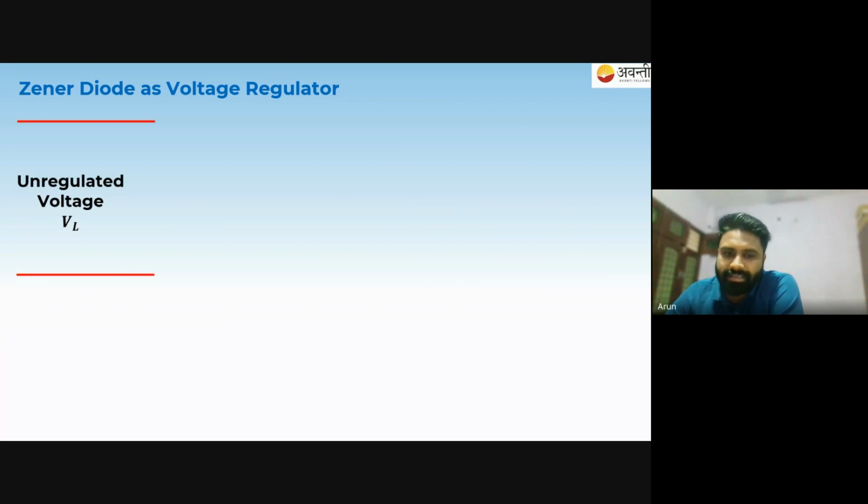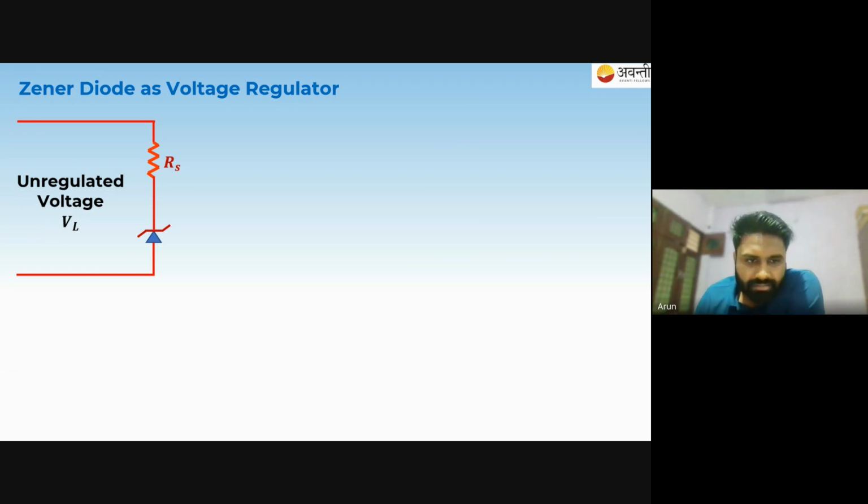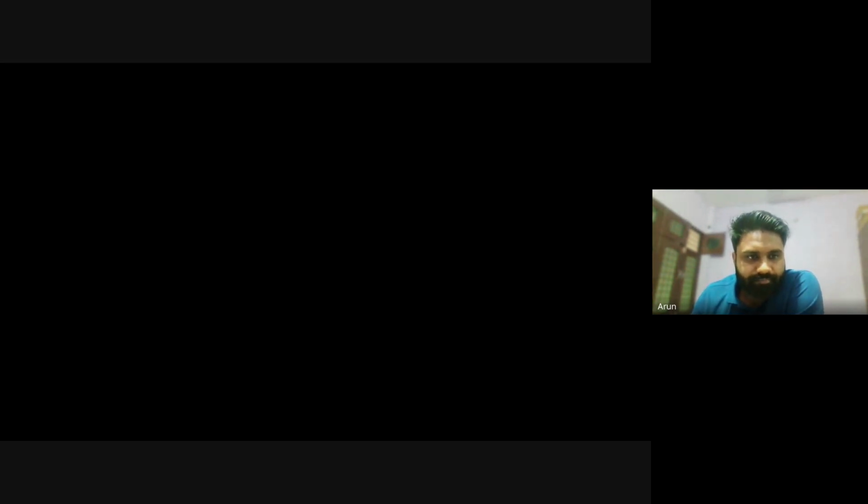Now how will it act as a voltage regulator? Here we have an unregulated voltage supply. This is the Zener diode. Let me tell you with an example which I have used in the previous session also.